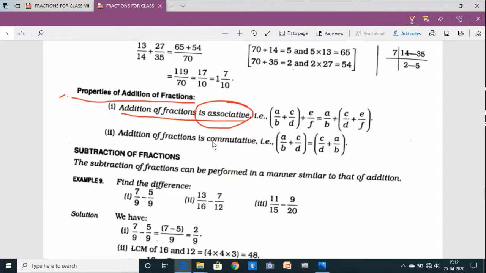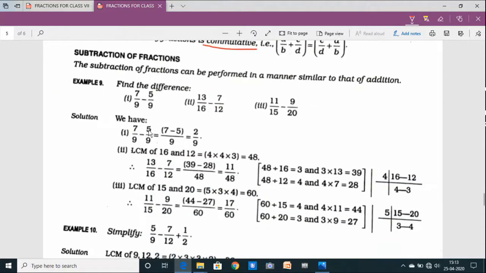Addition of fractions is commutative. In commutative, the same process: two fractions or two numbers are given and they can be arranged in any order. A by b plus c by d is equal to c by d plus a by b.